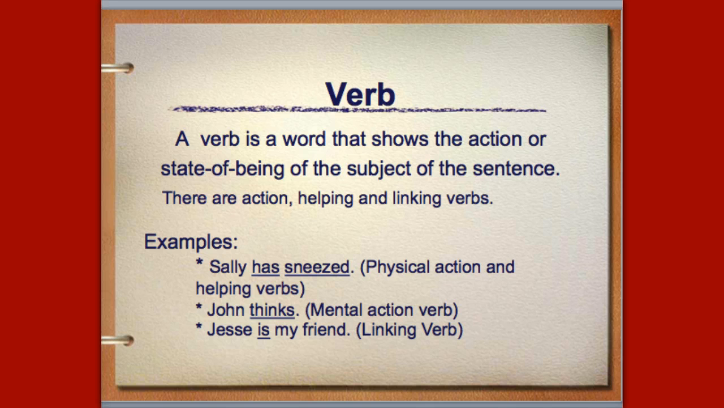Jessie is my friend. Is in this case a linking verb. Now friend, by the way, is a predicate adjective, or I'm sorry, predicate noun, because friend is a noun. It refers back to Jessie, and it is connected to Jessie by a linking verb, which is.